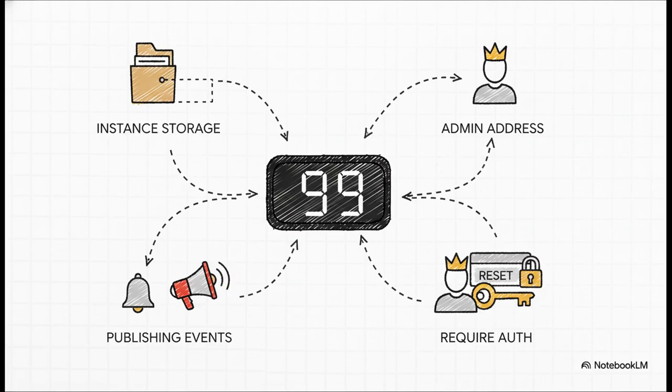1, we store the count in instance storage, perfect for settings that rarely change. 2, we set an admin who has special powers. 3, we use require auth to make sure only the admin can use those powers. This is a critical security pattern. And 4, we publish an event every time the counter changes, so the outside world can listen and react.